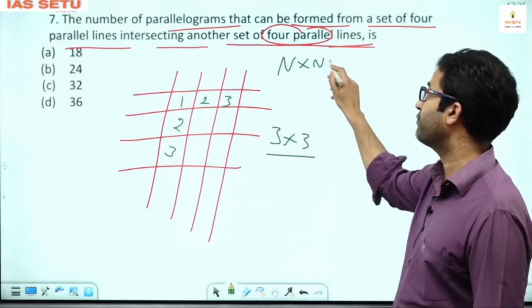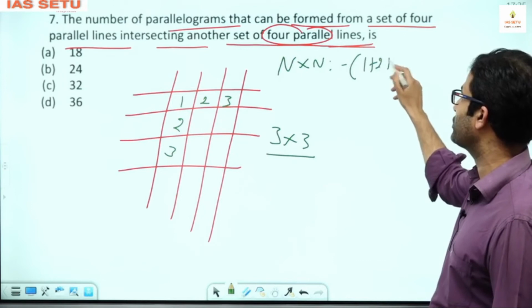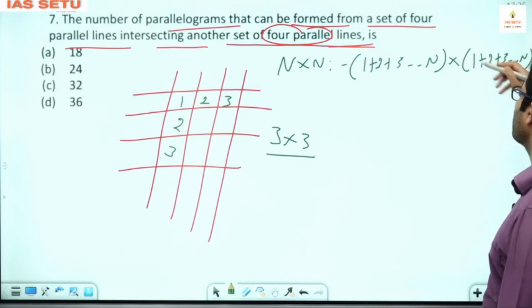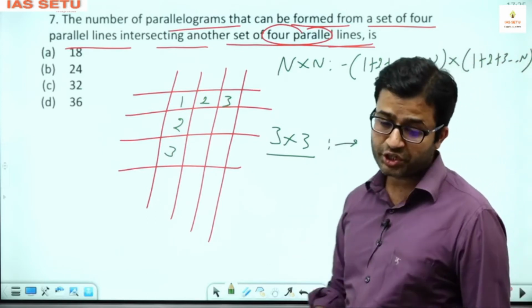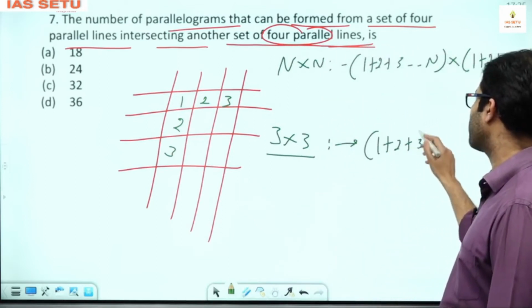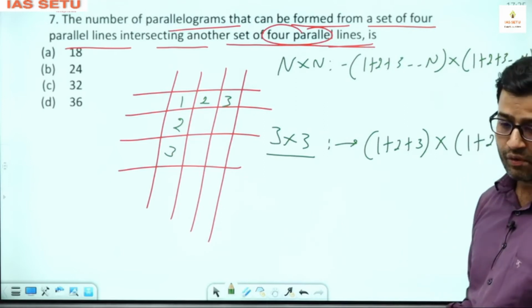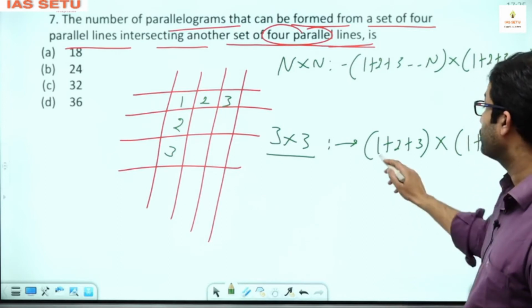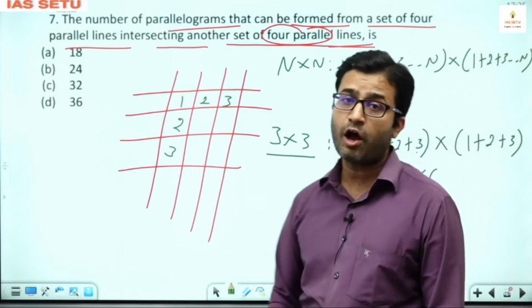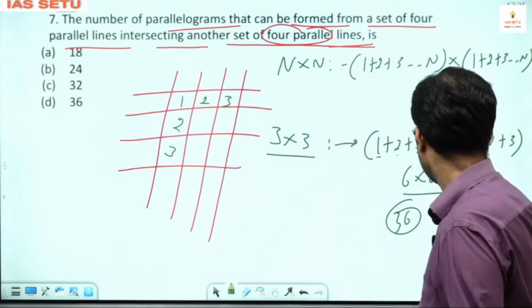or it is an n by n figure. For parallelograms our shortcut is bracket start 1 plus 2 plus 3 up to n, into second bracket start 1 plus 2 plus 3 up to n. So this is a 3 by 3 figure: bracket 1 plus 2 plus 3 bracket close, into second bracket 1 plus 2 plus 3. So this is 6 into 6, 36. So in the given figure we have 36 parallelograms. So we have to apply the shortcut actually.